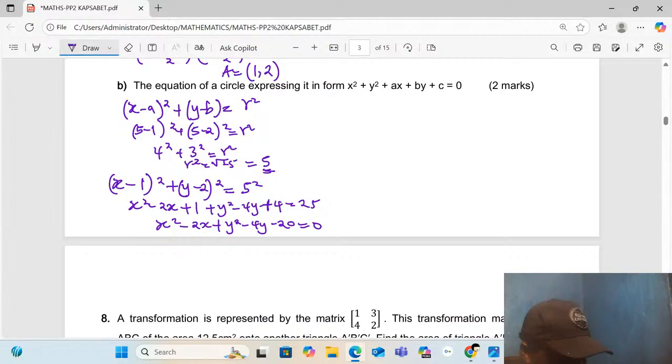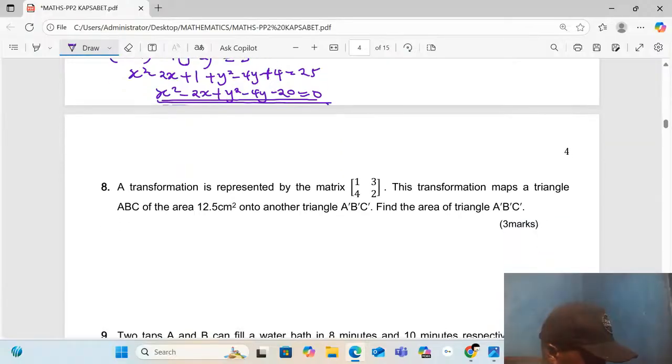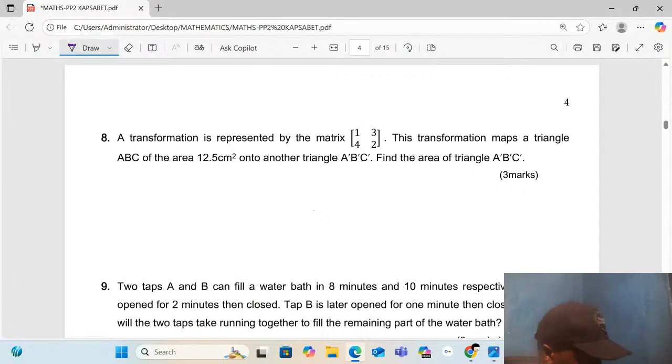So now this is an equation expressed in the form that we are given, and that one becomes our final answer. So x squared minus 2x plus y squared minus 4y minus 20 will be equal to 0. So that is how you get your remaining 2 marks. Then straight to question number 8.